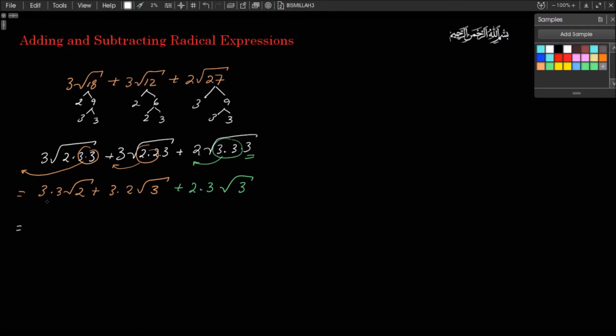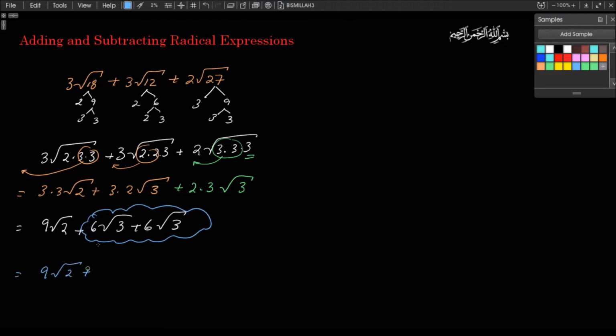And this becomes 3 times 3 is 9 square root of 2 plus 6 square root of 3 plus 6 square root of 3. And now you can see that these two you can combine. And then you would have 9 square root of 2 plus 6 plus 6 is 12 square root of 3. And you can't simplify this any further, and this would be the answer.